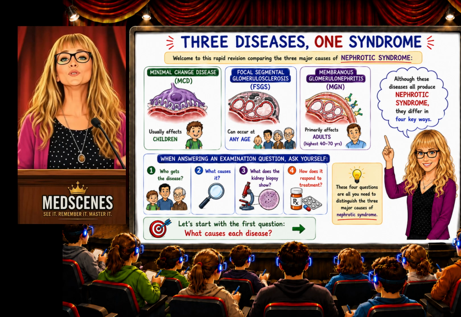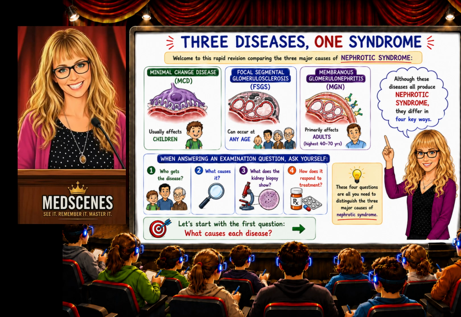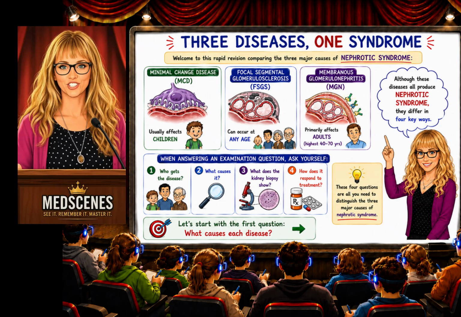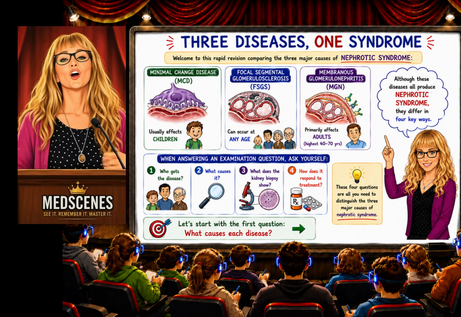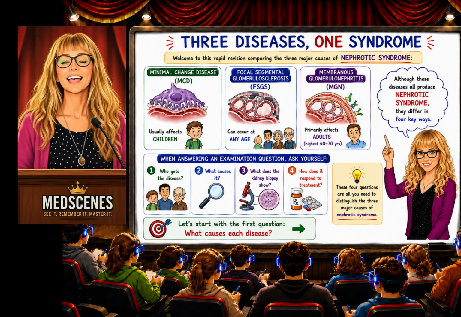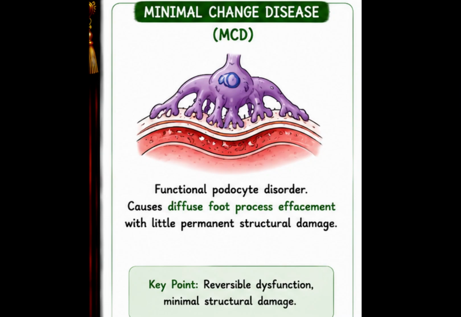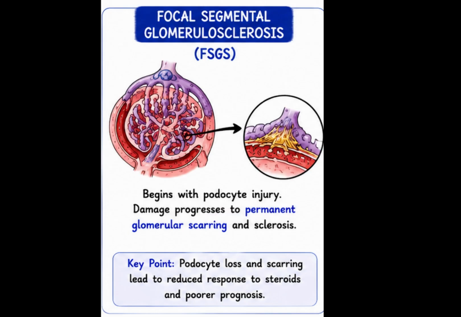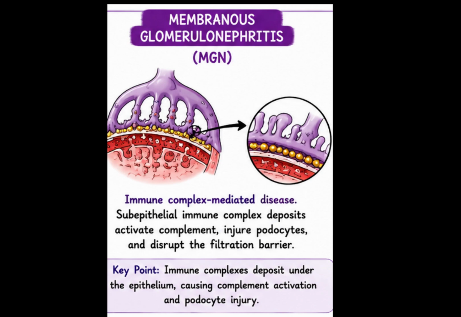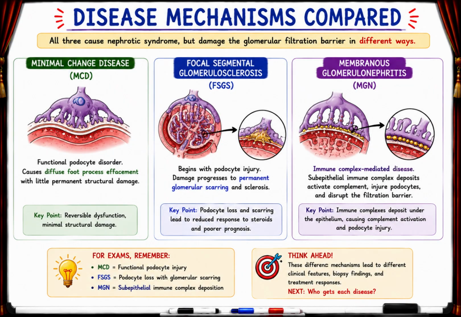Today, we're doing a rapid revision of the three major causes of nephrotic syndrome using a simple framework that will help you recognize them quickly in exams and remember the key features that distinguish them. So, grab your coffee, settle in, and let's get started. So, what are the three main causes of nephrotic syndrome? Minimal change disease, or MCD, focal segmental glomerulosclerosis, FSGS, and membranous glomerulonephritis, MGN.